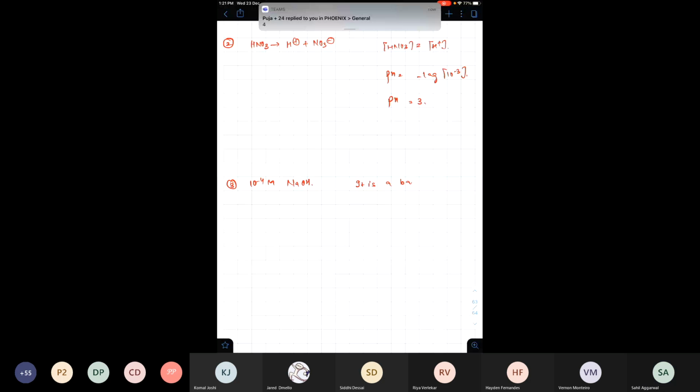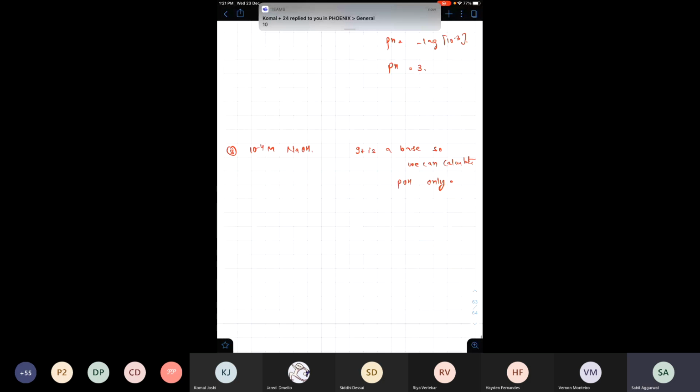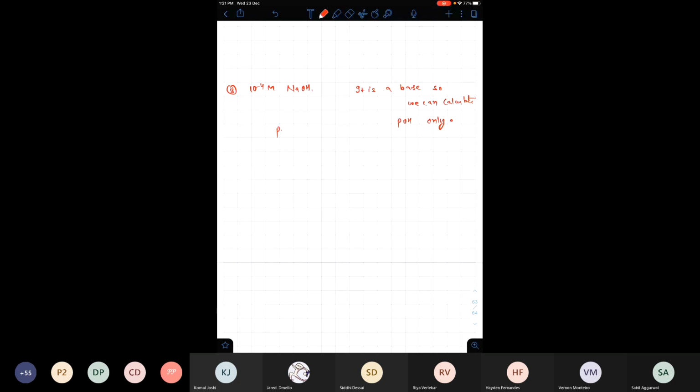It is a base, so we can calculate pOH only. Once you get the pOH, you can try other things also. pOH is 4. pH plus pOH equal to 14. pH will be equal to 14 minus 4, 10.